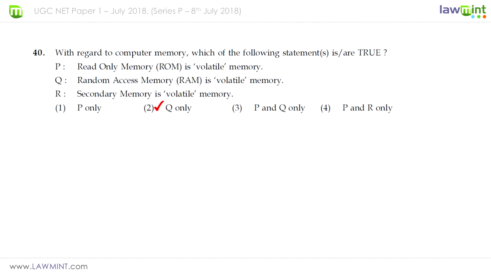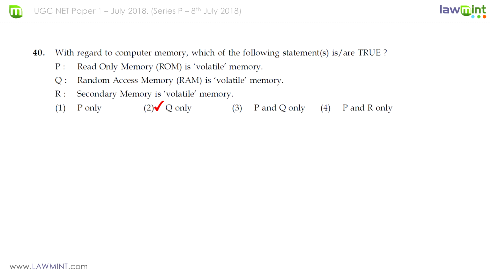Question 40 is again a simple question related to the field of computers. We have been given 3 statements about volatile memory and asked to identify which of these statements are true. Now the first statement, P, says read-only memory is volatile memory. This is a wrong statement because volatile memory means any memory which loses the data that has been put into it as soon as the power is switched off. Now read-only memory tends to be relatively permanent. Therefore, statement P is wrong.